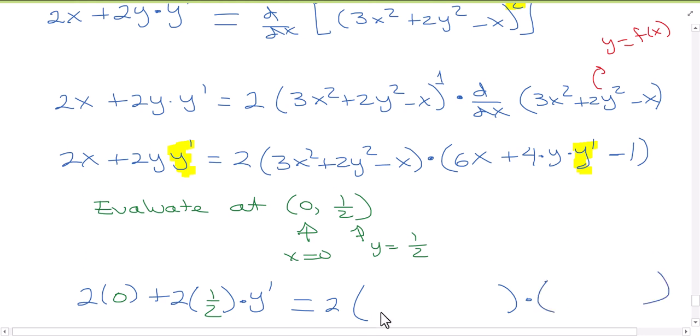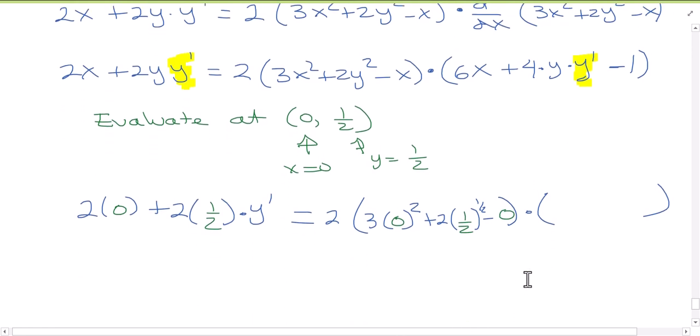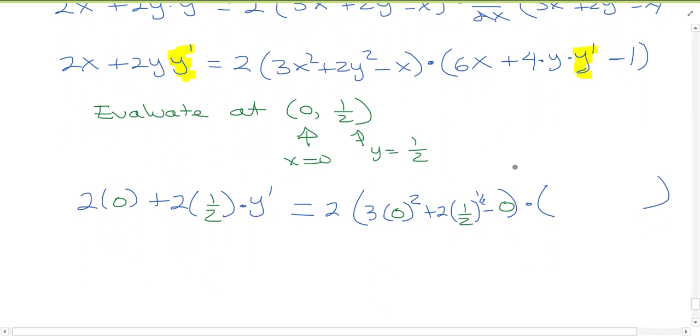1/2s here. So I'm going to have 3 times x is 0, so 0 squared, plus 2 times y is 1/2, so 1/2 squared, and then minus x. So x is 0, y is 1/2, x is 0, times, and then the same thing over here. Plug in the 0, so 6 times 0 plus 4 times y prime minus 1. So x is 0 and y is 1/2.